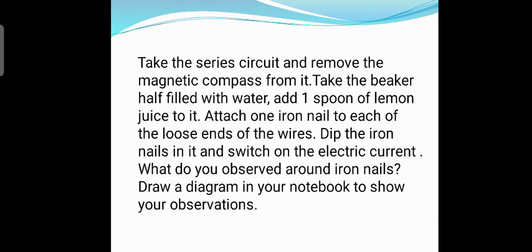What do you observe around the iron nails? Draw a diagram in your notebook to show your observations. Students, perform this activity if you can collect the resources given in the list.